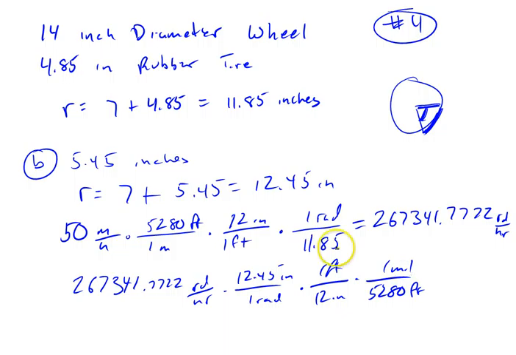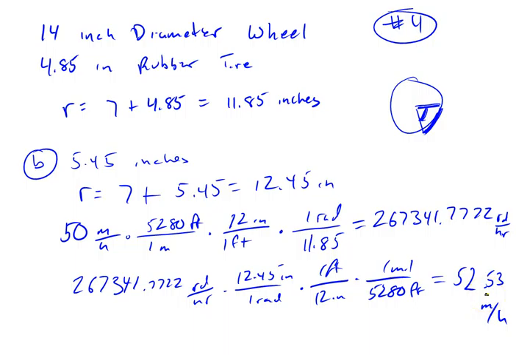So essentially, I've taken 50, multiplied it by 5,280, multiplied it by 12, and divided by this number. Now I'm multiplying by that number and dividing the 12 and the 5,280 back out again. Essentially, the total calculation is I've taken the 50, divided it by the radius of the factory tire, and multiplied by the radius of the new tire. So the total result is just 50 divided by 11.85 and then multiplied by the new radius of 12.45, for 52.53 miles per hour.